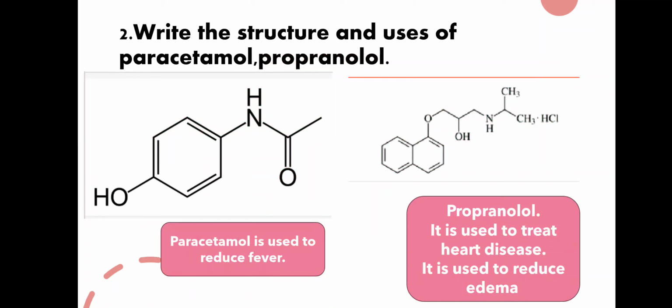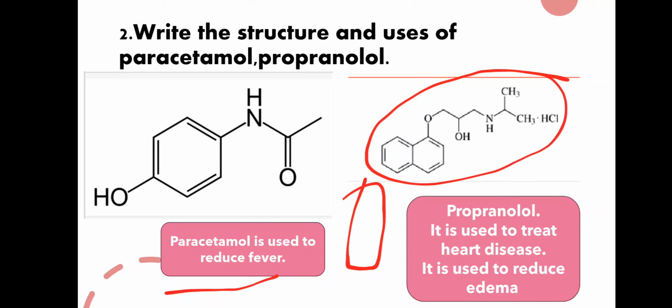Next, write the structure and uses of paracetamol and propranolol. See, paracetamol is used to reduce fever, and propranolol is used to treat heart disease, and it is used to reduce edema, swelling, inflammation. Okay, swelling means if there is water retention in the legs and all, at that time we are giving this propranolol. These are the structures. You have to practice these structures.